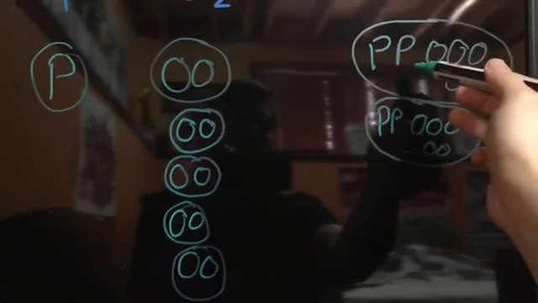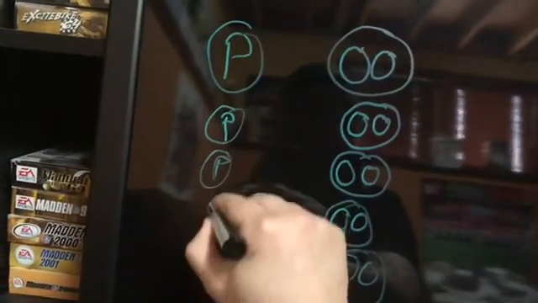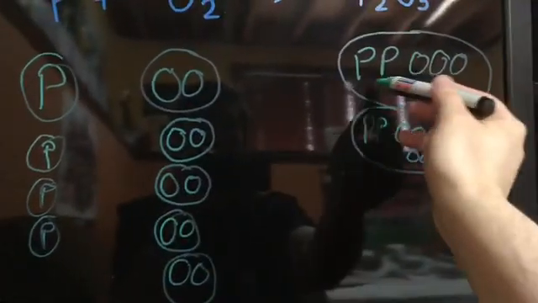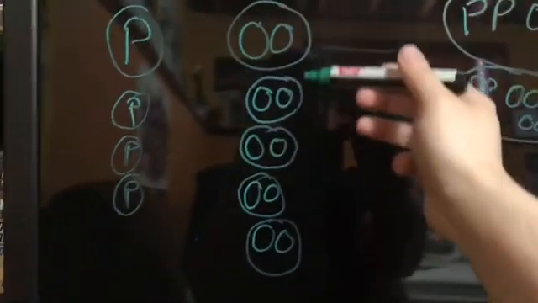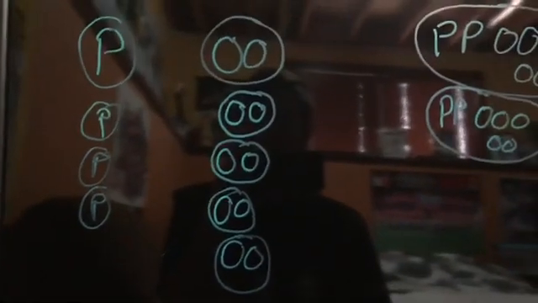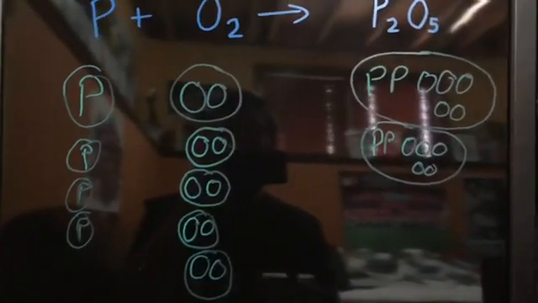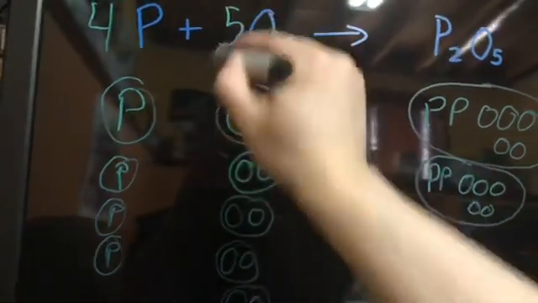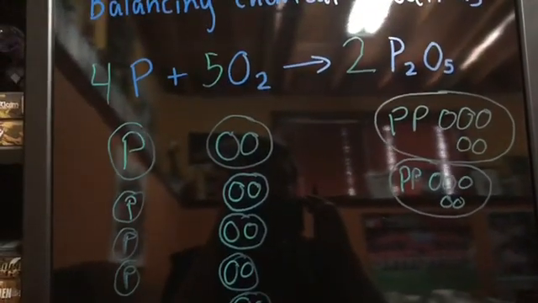And now looking at phosphorus, I have 4 on the right side and only 1 on the left. So I'm just going to add 3 more. Now I have 4 phosphorus, and 1, 2, 3, 4 phosphorus. And I have 5 plus 5 is 10 oxygens. And I have 5 groups of 2 oxygens here, which also makes 10. So our coefficients are just how many groups we have of each thing. I have 4 phosphorus, I have 5 oxygens, and I have 2 groups of the diphosphorus pentoxide.